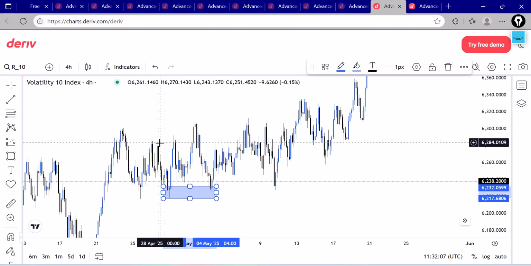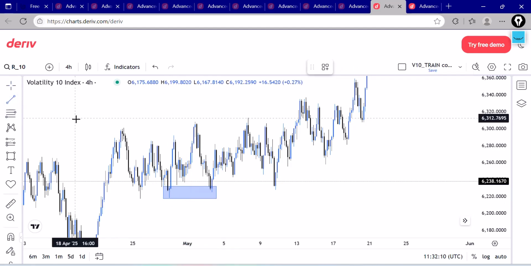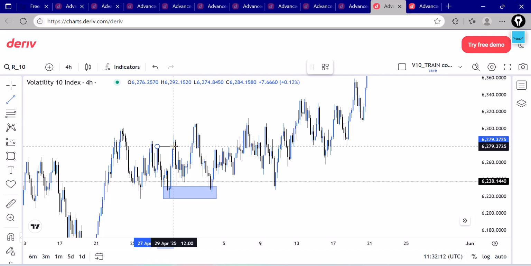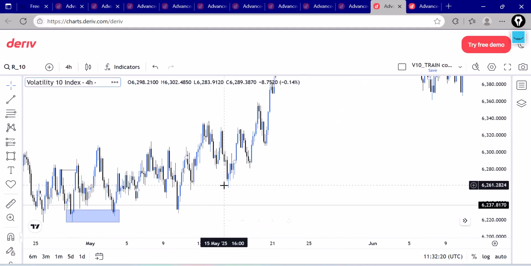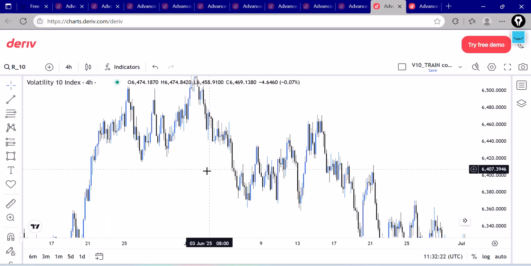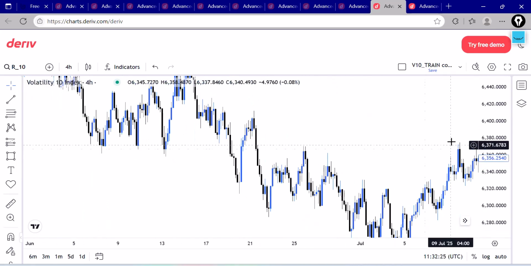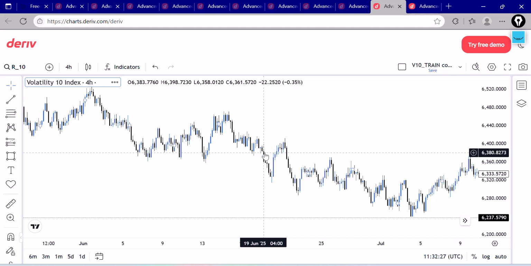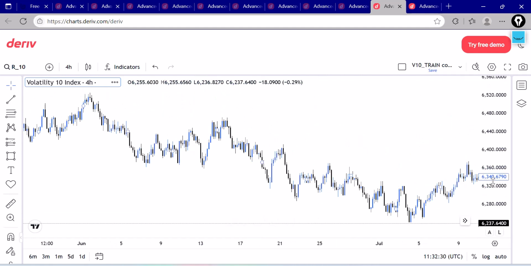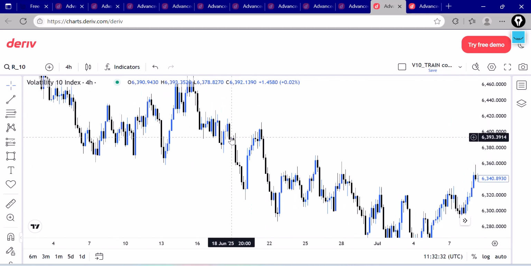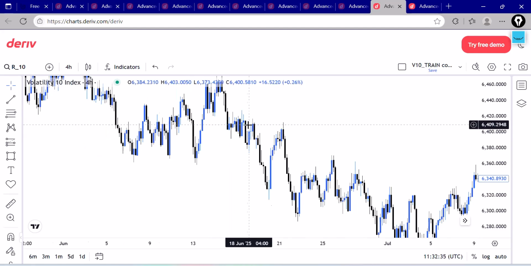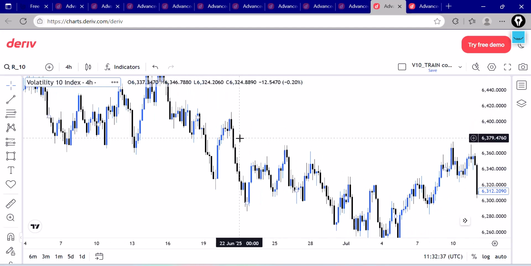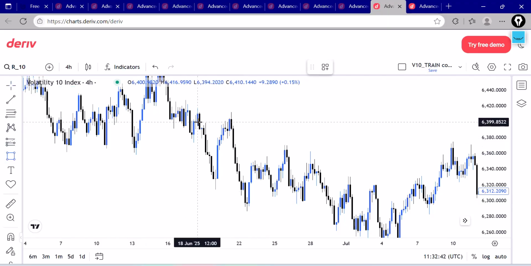So when price left this zone, there was a break of structure to the upside. And then when price came in, it tapped into that zone and it moved. And so on. All right, let's continue. So this is also another zone. This is also another valid zone.